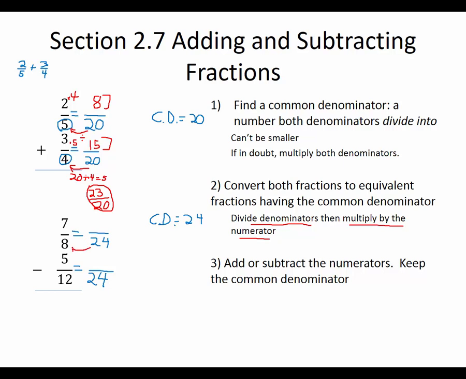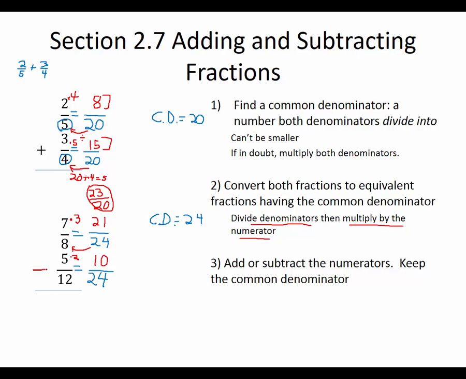24 divided by 8 is 3. So 8 goes into 24 3 times. In other words, I'd have to multiply 8 by 3 to get 24. That means on top, I'm multiplying 7 by 3, and I'll get a 21 up here. 12 goes into 24 twice. So when I divide the bottoms, I get 2. That means I'm going to multiply 5 times 2 and get 10 upstairs.